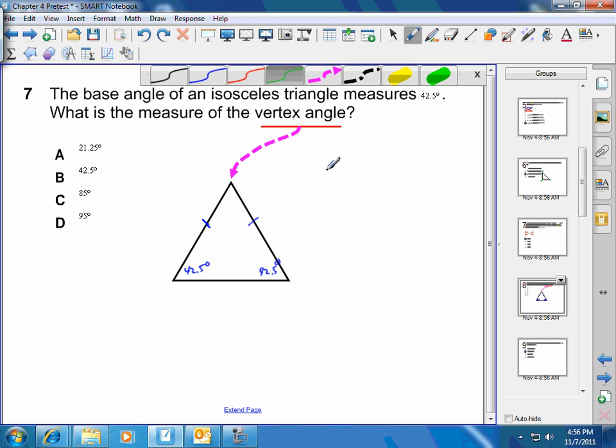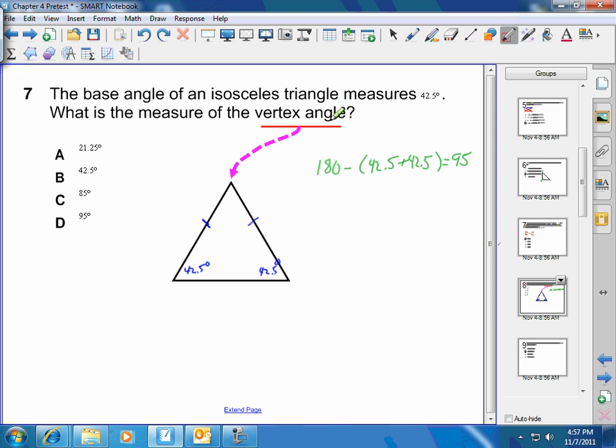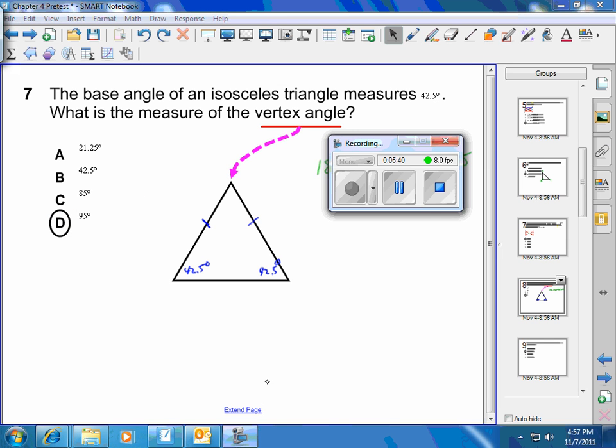So we just need to take 180 minus the sum of 42.5 plus 42.5, which is what, 85? So we take 85 away from 180, and we have 95. Okay, so that would be answer choice D. So I'm going to stop there for those three.